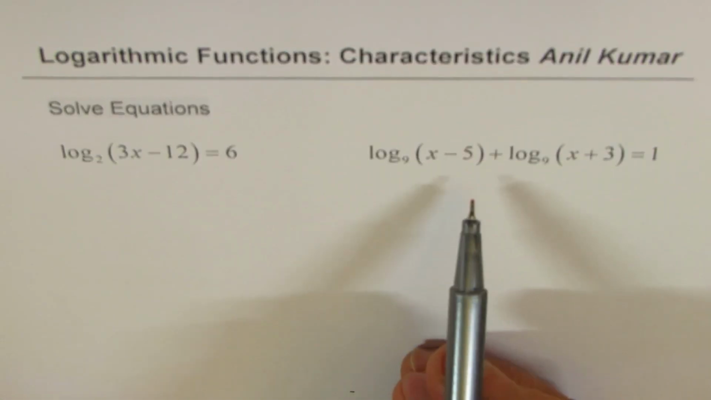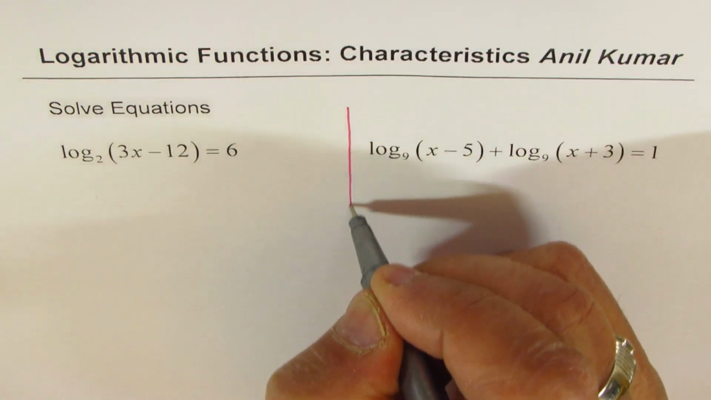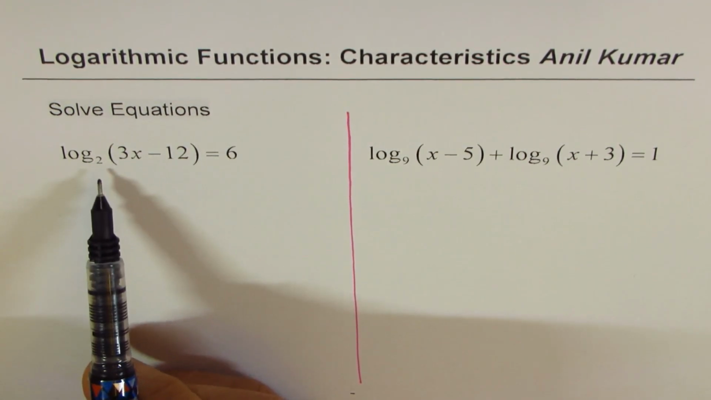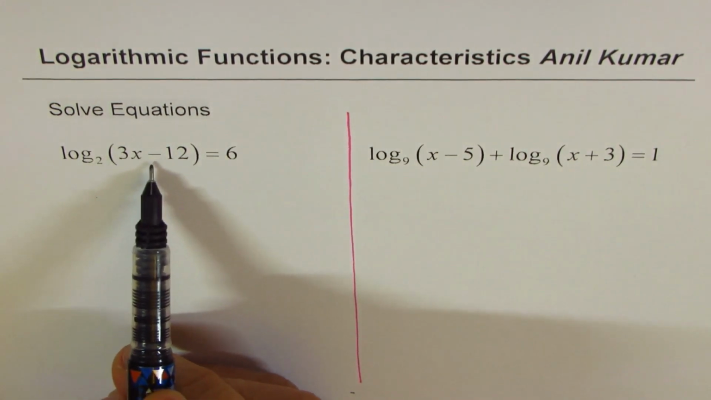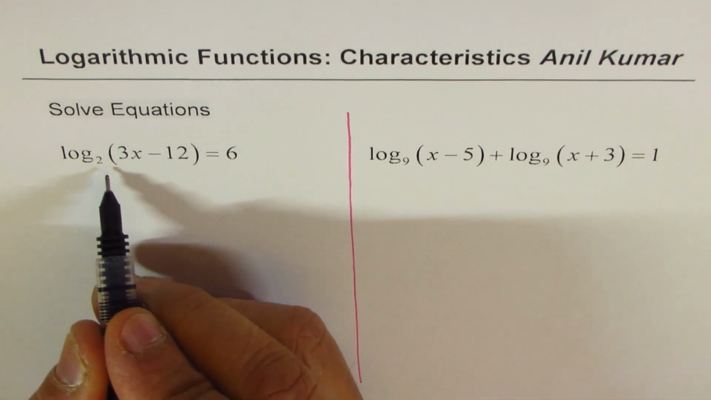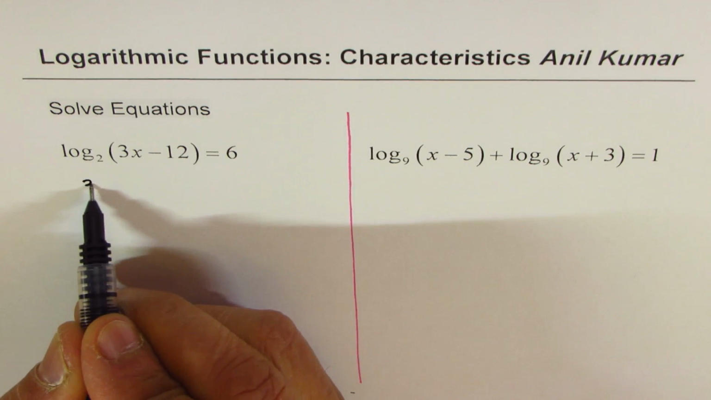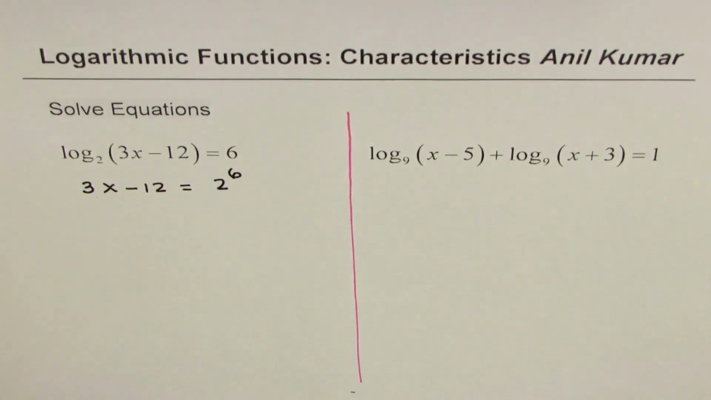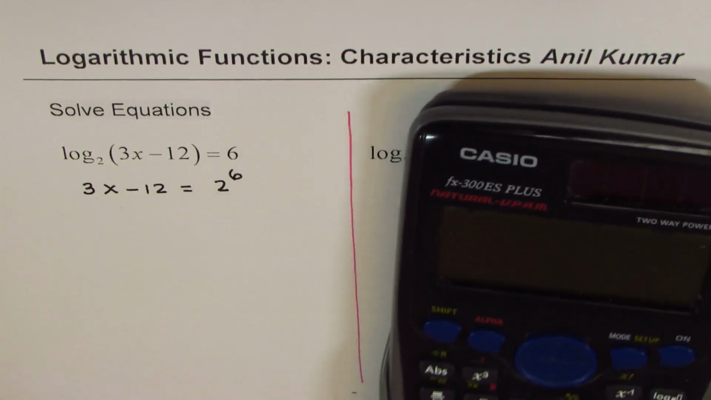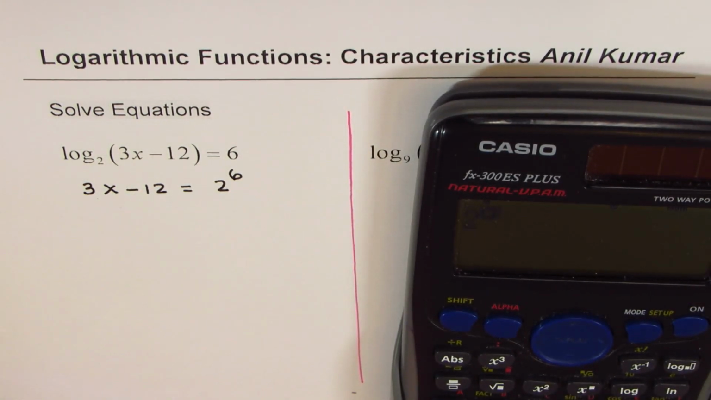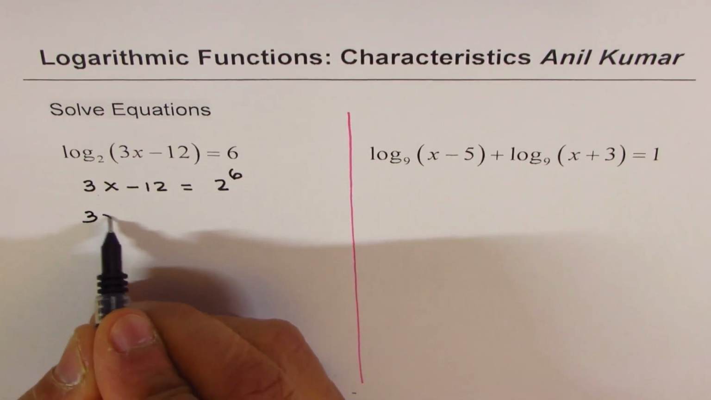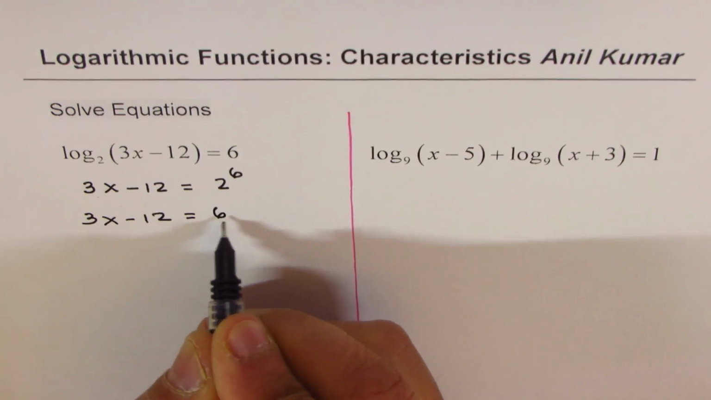We have two logarithmic equations, and we will see how to solve these equations. Let's begin with the one on the left side, which is log to the base 2 of 3x minus 12 is 6. We could convert it into exponential form and write this as 3x minus 12 is equal to 2 to the power of 6, correct? That is the way we should begin. Now we have a linear equation, right? What is 2 to the power of 6? 2 to the power of 6 is 64. So we replace that by 64, and we have 3x minus 12 equals 64.